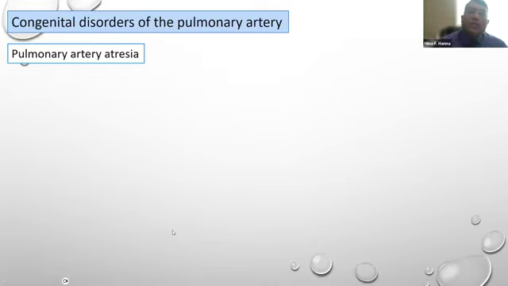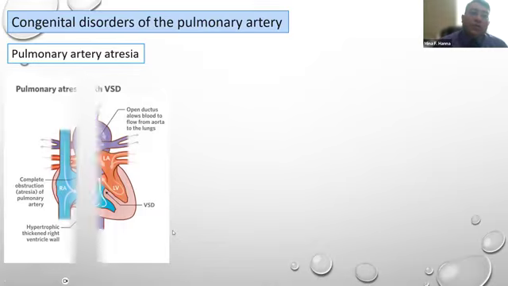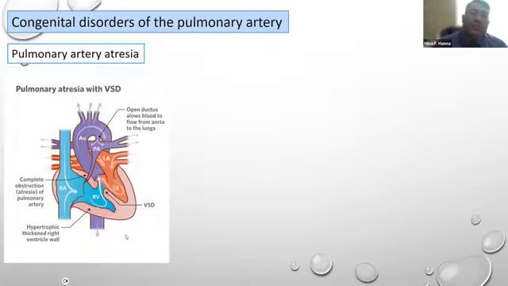Starting from the congenital disorder of pulmonary artery, you may have pulmonary artery atresia. In pulmonary artery atresia, you will see the pulmonary artery completely either occluded or markedly diminutive. And you will see the patent ductus arteriosus here connecting the pulmonary artery with the aorta or aortic arch to compensate for this atretic pulmonary artery.